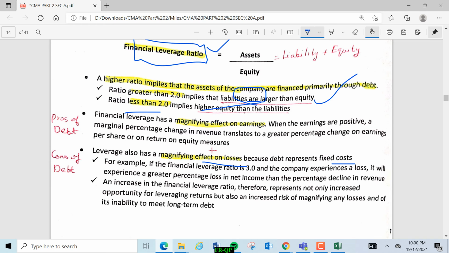Financial leverage ratio is 3, it means that if the company experiences a loss, it will experience a greater percentage of the loss. I told you, when your return on investment is less and you are paying more interest, it won't be a value addition to the business, it will be a loss position for you. So it works for both. If you are moving towards profit, it's a good option, but if your return on investment is less, then it's not advisable to finance from debentures because your loss will increase.